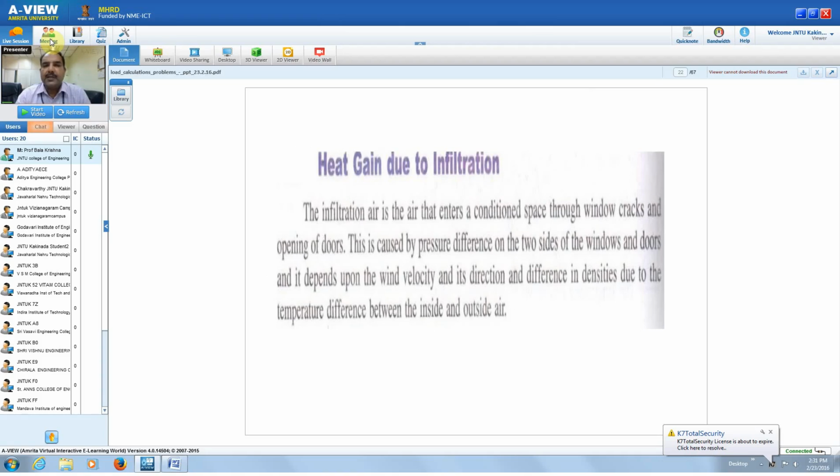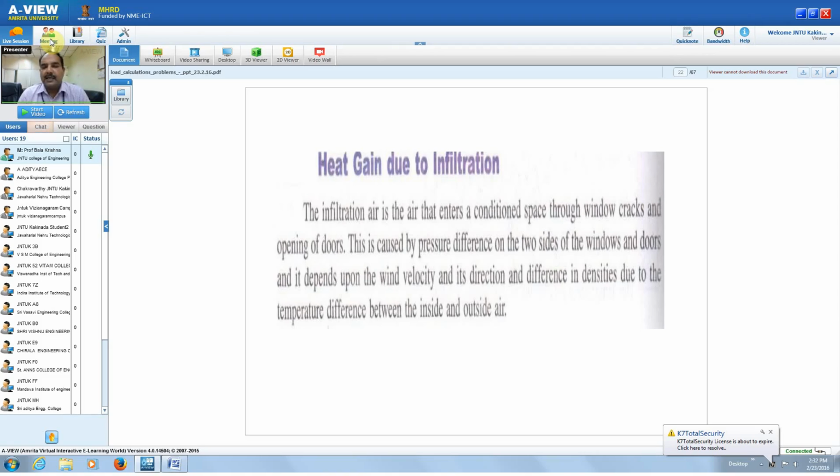Then heat gain due to the infiltration. Already we discussed the infiltration. The infiltration is air that enters a conditioned space through the window cracks and opening of doors. This is caused by pressure difference on the two sides of the windows and doors, and it depends upon the wind velocity and its direction, and the difference in densities due to the temperature differences between the inside and outside air.